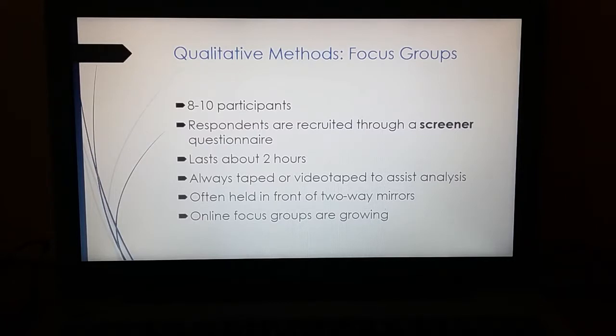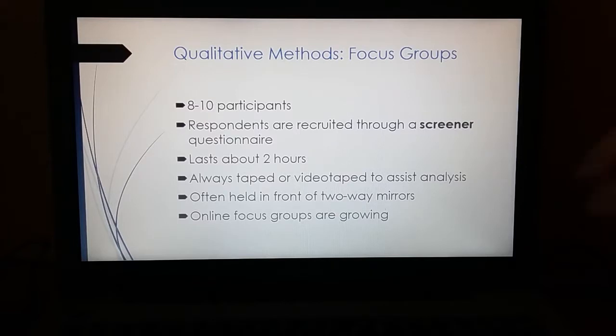Or also maybe if you work for a certain company, they don't want you there. Maybe if you're already a customer, they don't want you involved in it. So anyway, it lasts usually a couple hours. There's usually two-way mirrors, oftentimes two-way mirrors. There's usually a facilitator. It's taped, that kind of thing.